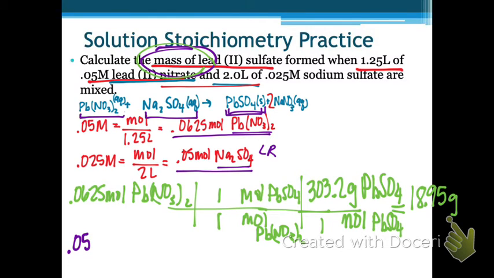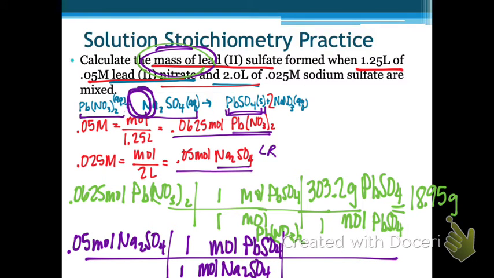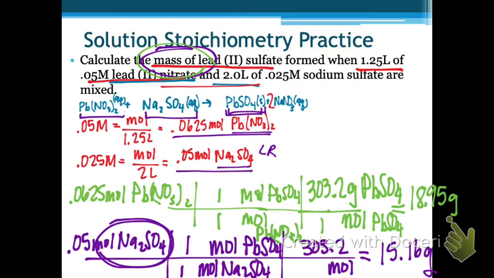We start with 0.05 moles of Na2SO4. We get rid of moles of that, Na2SO4, go to moles of lead sulfate. It's a 1-to-1 ratio, right? Because neither of them have a coefficient in front of them. And I go moles to grams. That gives me 303.2 times 0.05, 15.16 grams. Okay, so still we get the same conclusion that this is our limiting reactant.